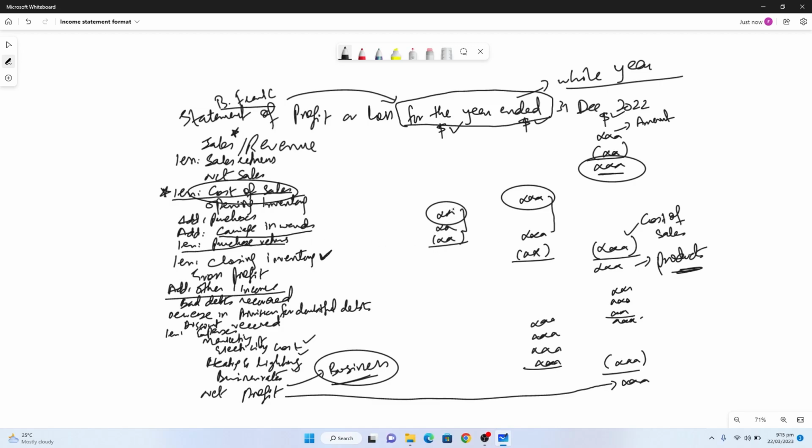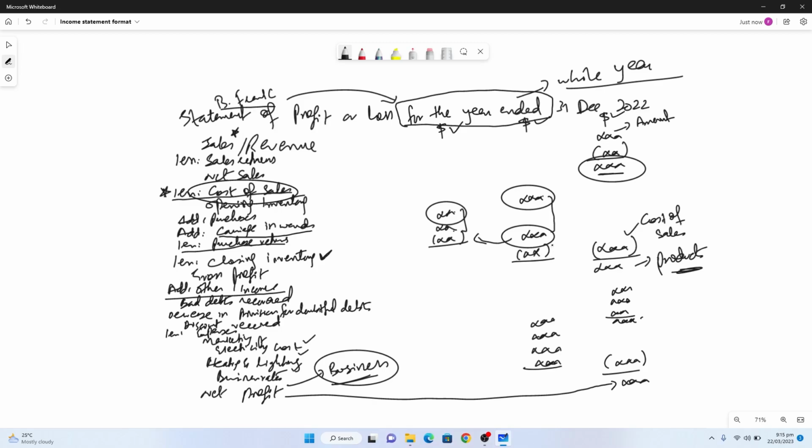Then we have less purchase returns, because whatever items were returned by us, we need to deduct that, because that decreases our cost. This plus this minus this, the answer comes in the second column, which is the answer of these three. Okay, so now the opening inventory plus the answer of these three, you will add this and you will deduct closing inventory.